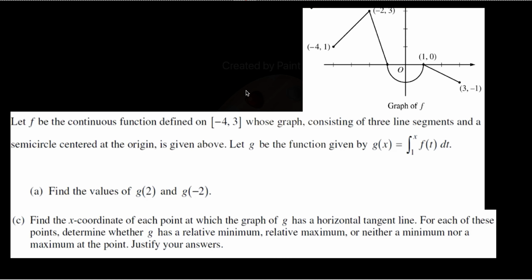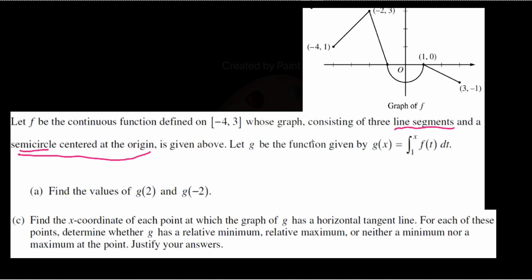Let's understand now what we have in front of us here. So it's giving us that f is a continuous function from -3 to 3, whose graph consists of, and this is key, 3 line segments. So these are lines, so it's a straight line, basically 3 line segments, and a semicircle centered at the origin. And this is also key, the semicircle aspect.